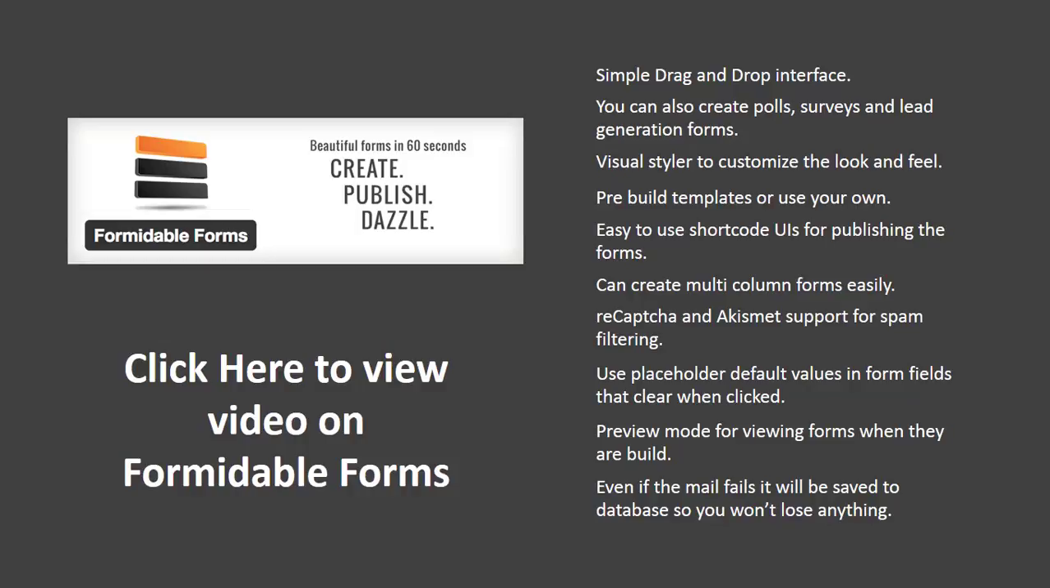Even if the mails fail after submission, they will be saved to a database so that you won't lose anything. That means when the form submission fails, the mail won't reach the administrator. But even though the form submission fails, the mail will be saved to a database so that you can go to that database and you can view all those failed emails.